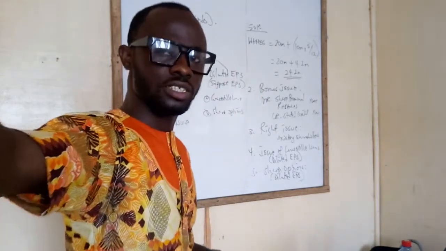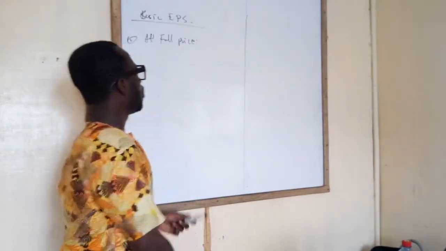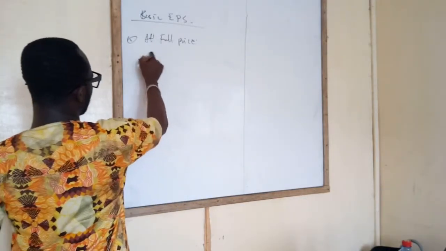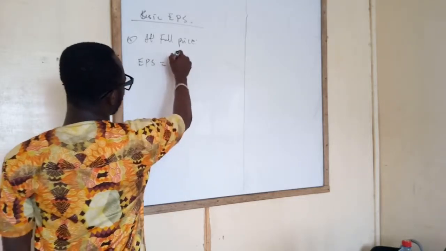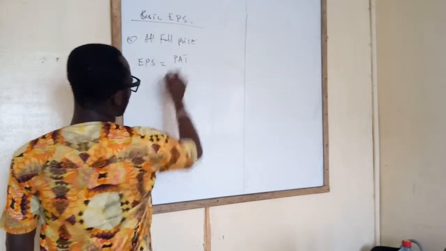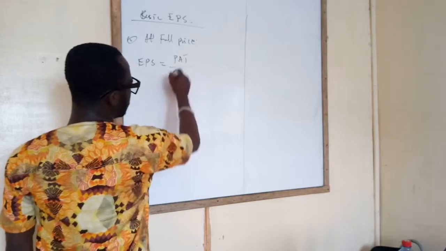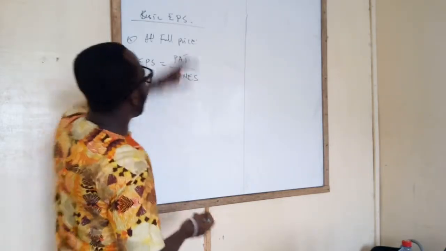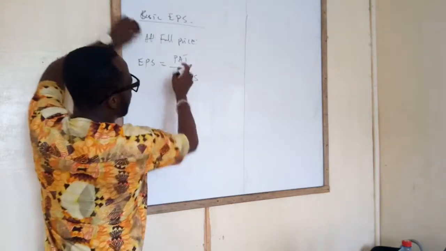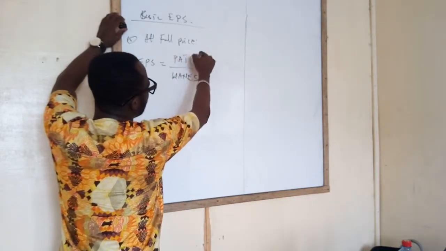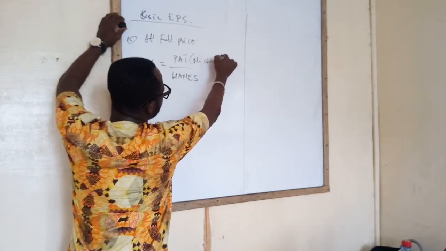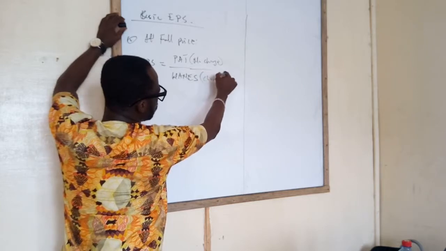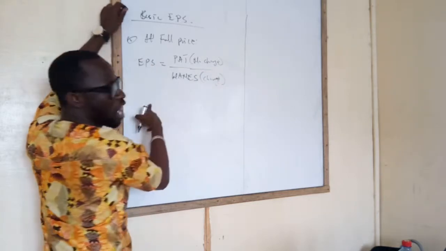I think I printed some questions. So with the basic earnings per share at full price, you know that your earnings per share is going to be your profit after tax, or profit attributable to equity shareholders, divided by the weighted average number of shares. Now, under the basic earnings per share, there will be no change to the profit after tax. It will be the same figure we're going to be using, but the weighted average number of shares is going to change. That is why we will have to calculate it.